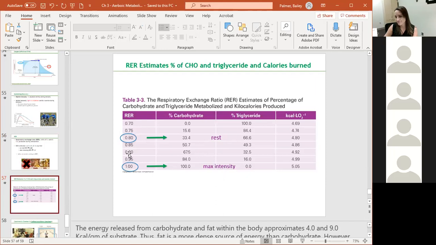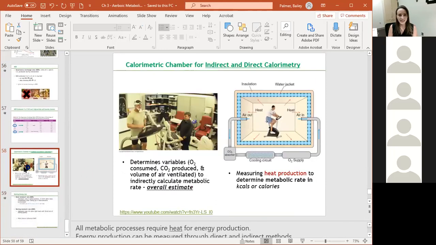All right, next is indirect versus direct calorimetry. I actually don't think this is on your review, but it's on your exam. So this is added. There's a question about indirect versus direct. So we know right here, this is indirect. So this is an estimate. So when you're hooked up to a gas mask and you're running on a treadmill and we're getting those RER values, that's an estimate of your energy production, and it can tell you how many calories you burned during that exercise, basically based on the CO2 and the oxygen that's being passed.